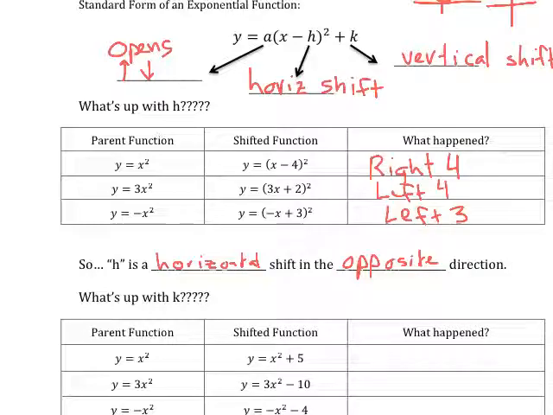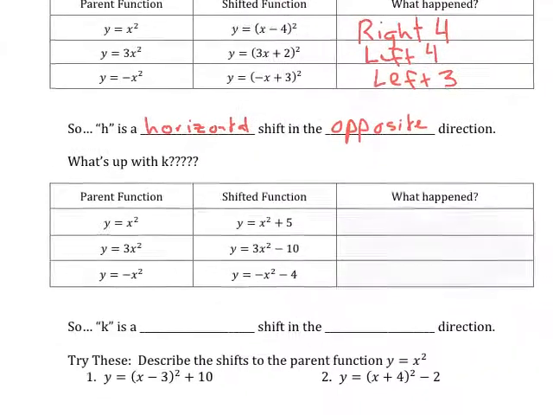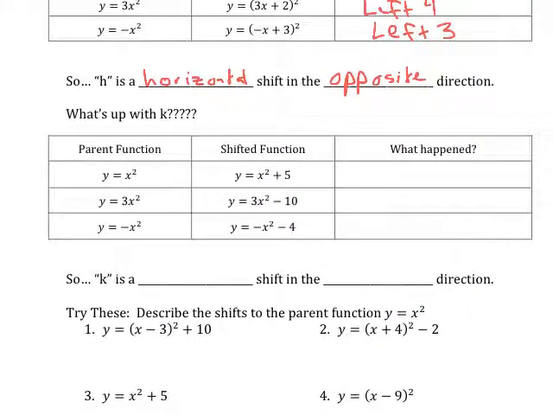Okay, K is on the outside of the parentheses. It's at the end, so it would look like these numbers back here. Okay, so going from a regular x squared to a plus 5 outside, that's going to be a vertical shift, and it's going to go the direction you would think. So plus 5 is going to make you go up 5.